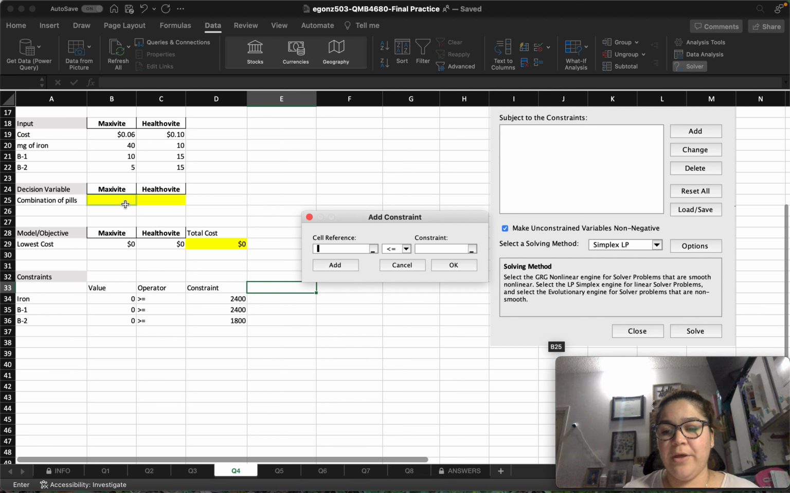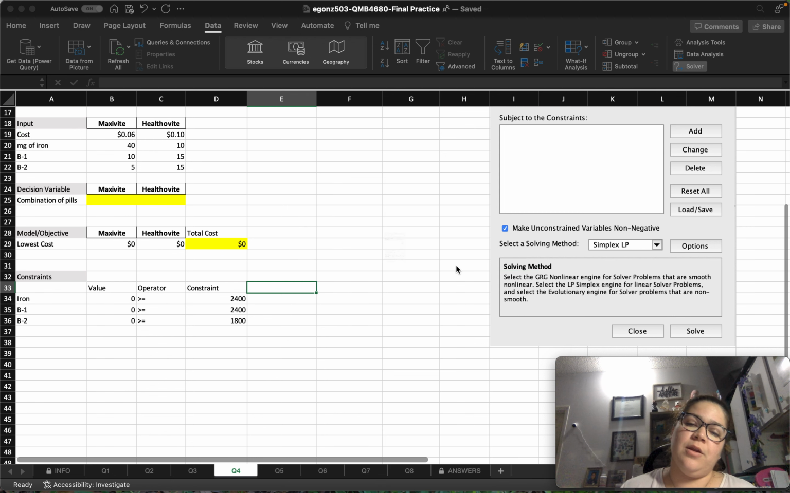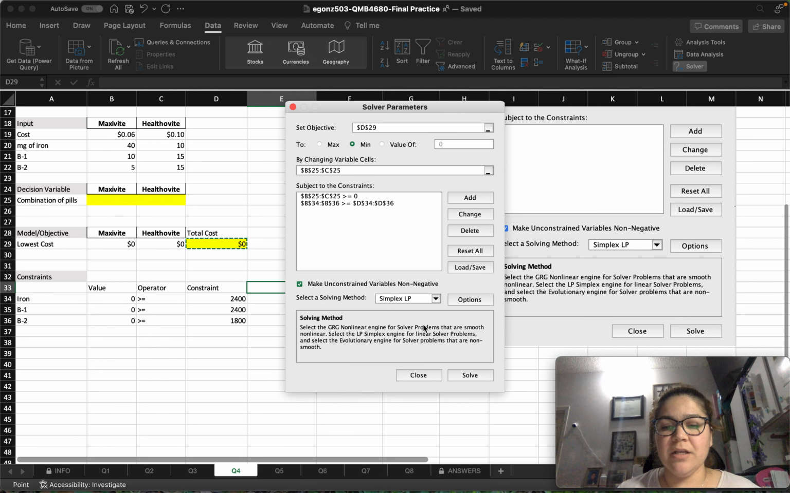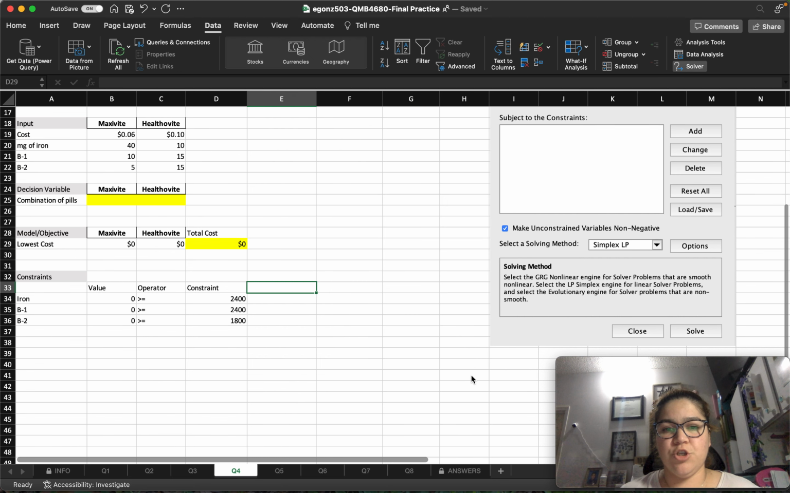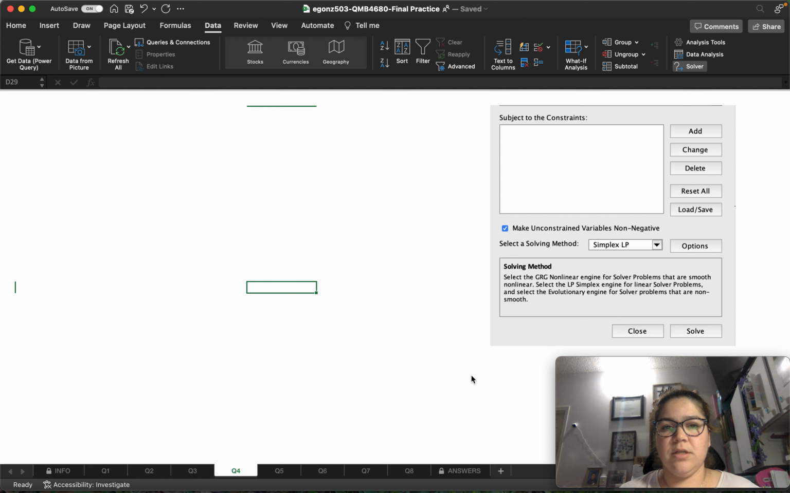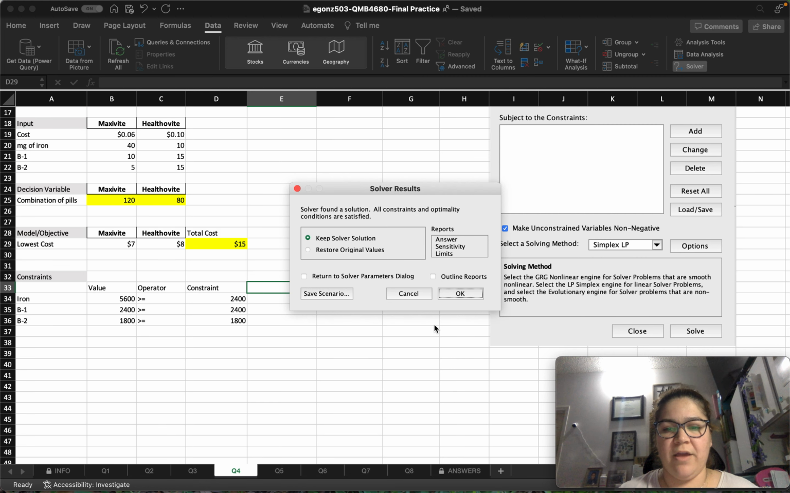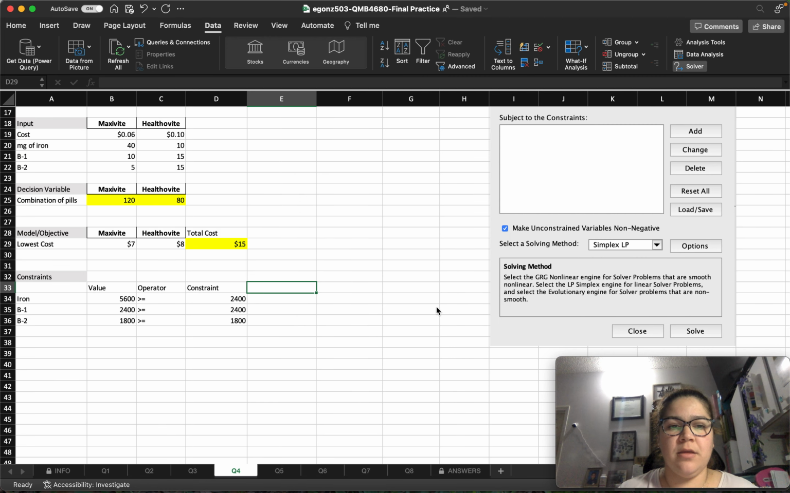What is my implicit constraint? That the combination of pills cannot be a negative number. You either take a pill or you don't take a pill. So here it'll be bigger than or equal to 0 because you can take no pill at all. So that is also a solution. I'm going to hit OK and it'll take me back. So Simplex LP, solve. It should be good to go. Let's give it a minute. Okay, found a solution. I'm going to hit OK.